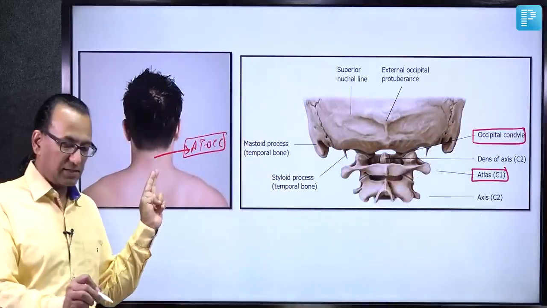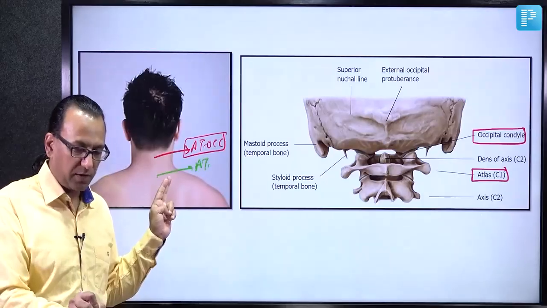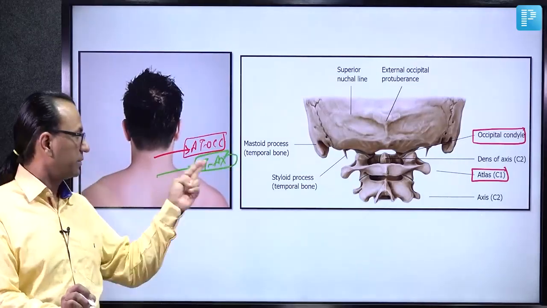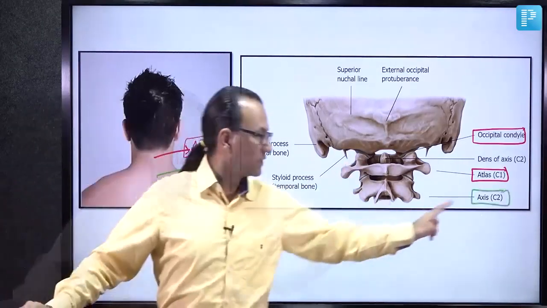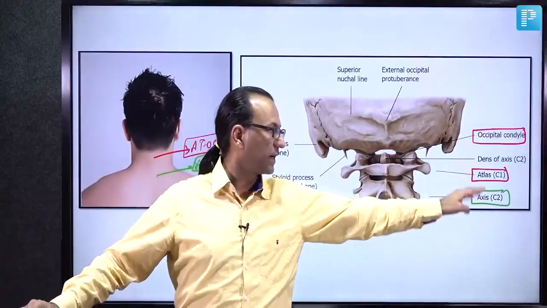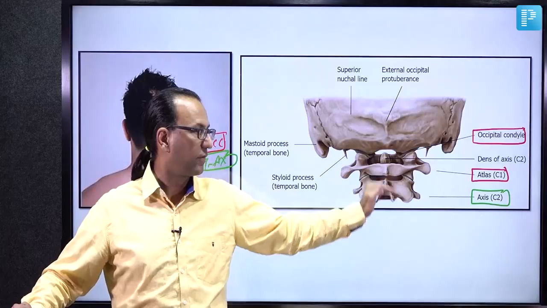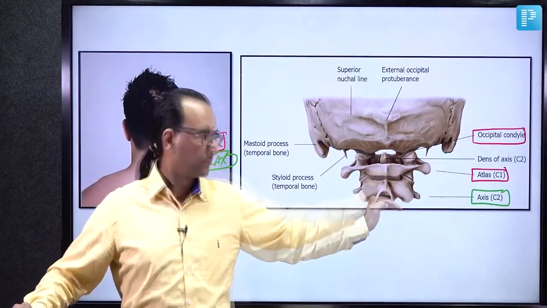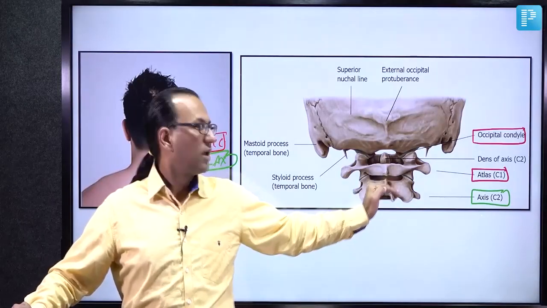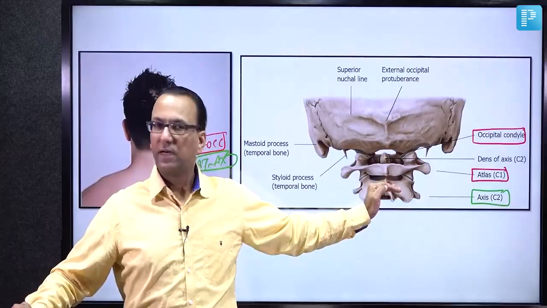And below that joint is the atlantoaxial joint, where you will see the C1 and C2 vertebrae articulating. C2 is the axis bone and C1 is the atlas bone. So the atlantoaxial joint is actually a pivot synovial joint, a rotatory trochoid synovial joint for the no movement, rotating the head laterally to the right side and left side.